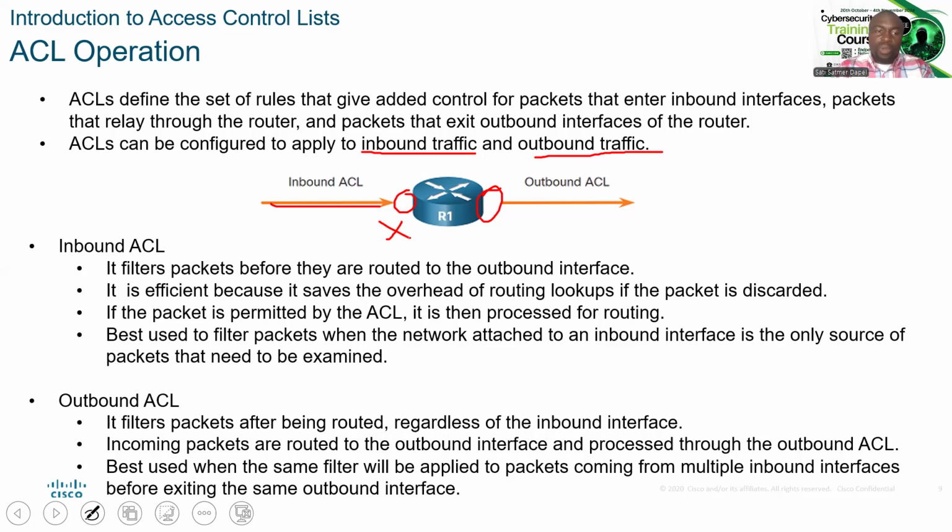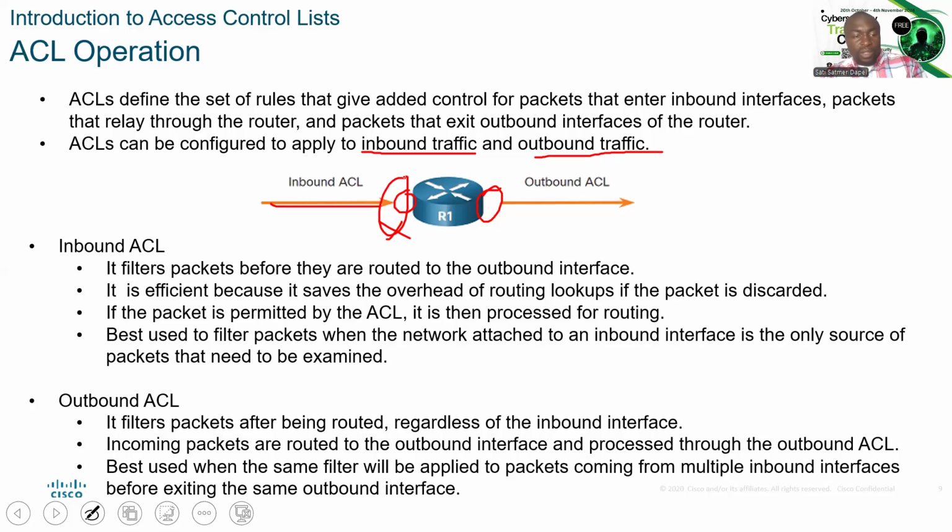Whichever way. Now, inbound access filters packets before they are routed into the inbound interface. It is efficient because it saves the overhead of routing lookup if the packet is discarded. If the packet is permitted by the access list, it is then processed for routing. It is best used to filter packets when the network attached to an inbound interface is the only source of the packets that need to be examined. So the concept of using inbound here is to reduce overhead work for the router itself.